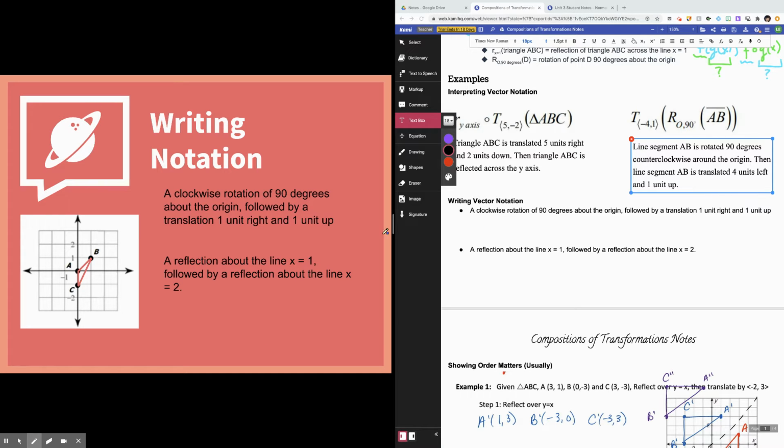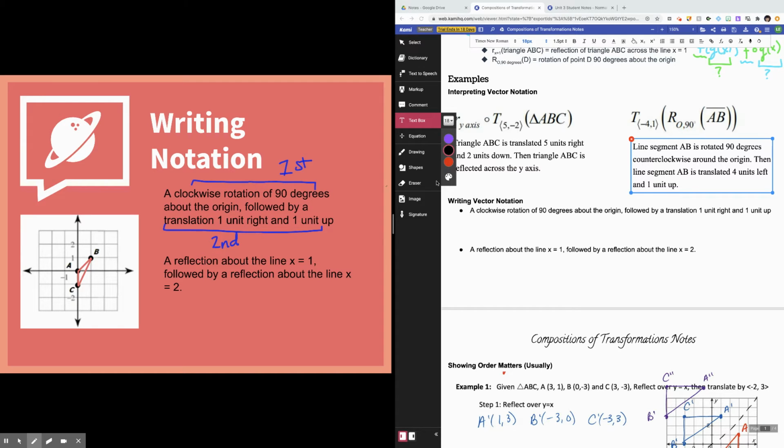And like I said, I'm going to write mostly on the right side of the screen where you would write, but I'm going to do a couple little marks on here. So this first one says a clockwise rotation of 90 degrees about the origin, followed by a translation 1 unit right and 1 unit up. So that means this clockwise rotation comes first, and then this translation comes second.